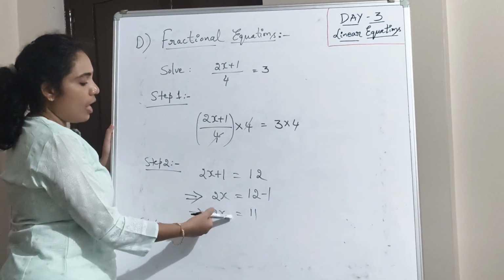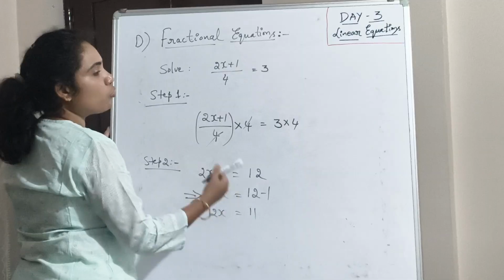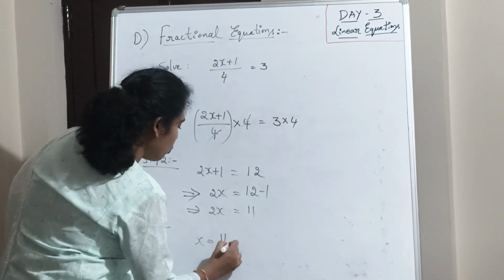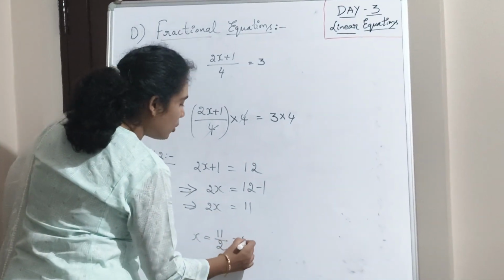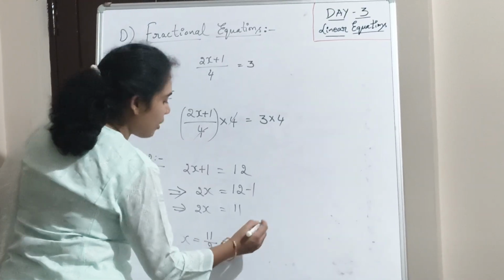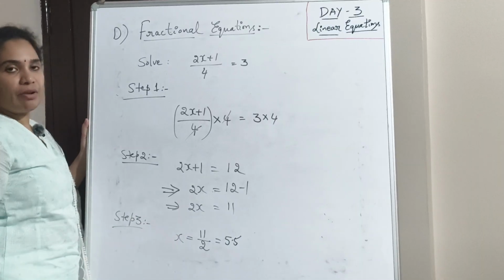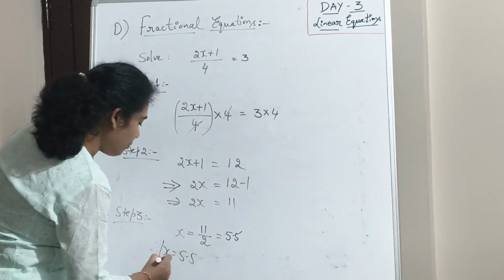Now, you have 2 in multiplication with x. So, move this 2 to the RHS side. It becomes division. So, x will be equal to 11 divided by 2. How much 11 divided by 2? It is equal to 5.5. In decimals, it is 5.5, or you can leave the fraction as it is 11 by 2. So, therefore, x is equal to 5.5.